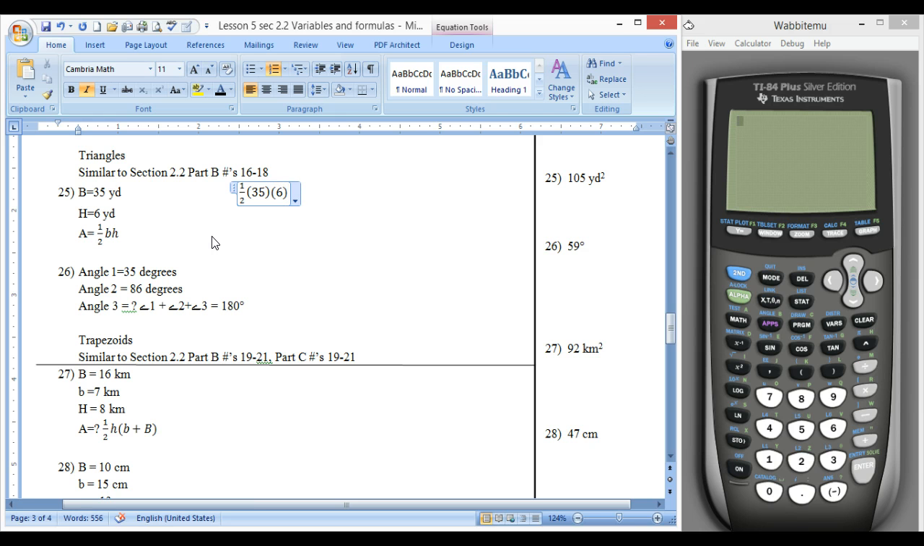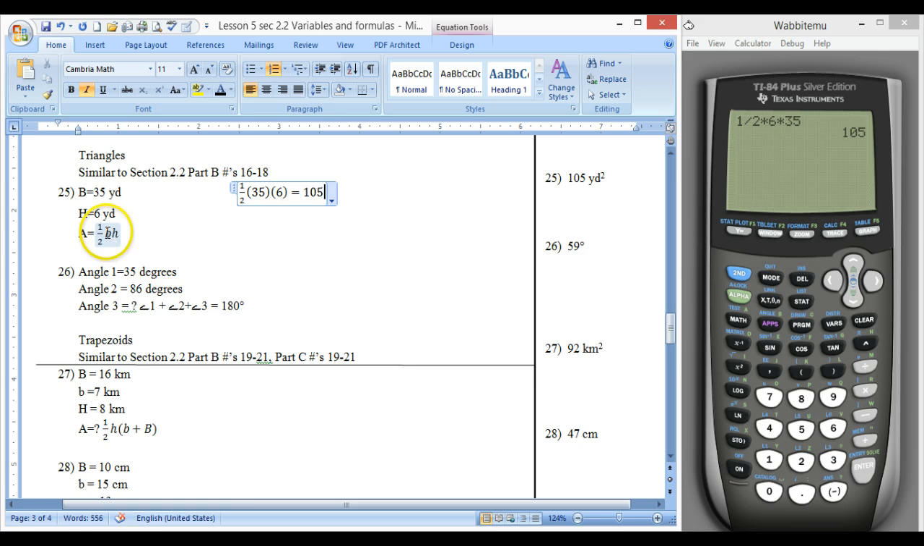So I'm going to come over to my calculator and do 1/2, or I could type in 0.5, or I could use Microsoft Excel. 1/2 times 6 times 35 gives me 105. Equals 105. Now the units.